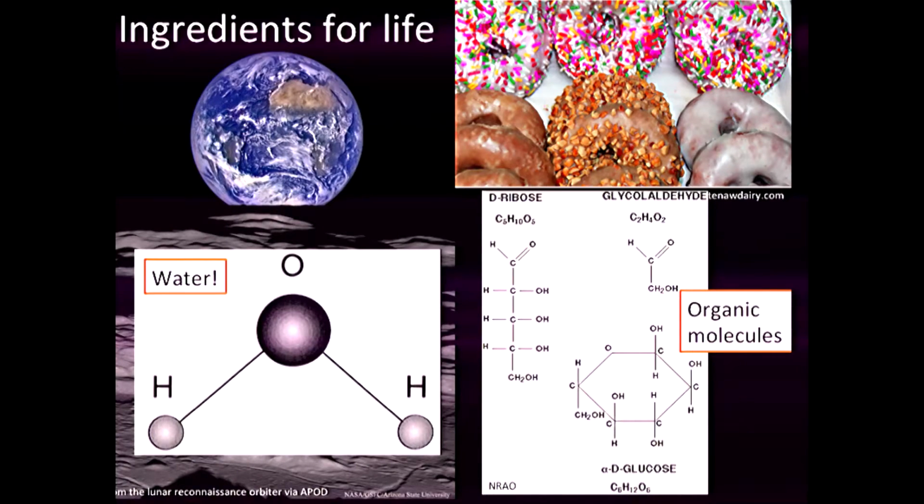So if we're looking for the criteria of life, we want to look for these ingredients when we're looking for planets that could harbor life elsewhere in our universe. So fortunately, we see these things in space. Water is a relatively simple molecule, shown here on the left. It's an oxygen with two hydrogens. And we see that in space.